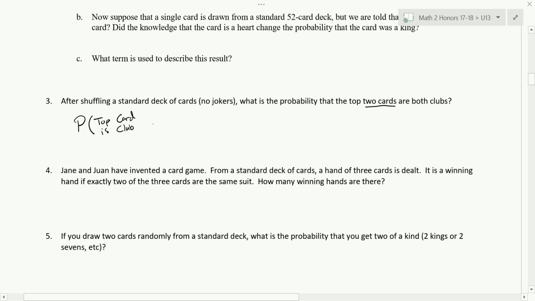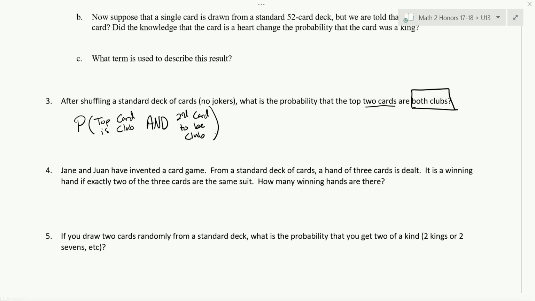Did I use the word or, and or given? Because it says we want them both to be clubs. And is the key word here. We want the second card to be a club as well. Okay? So that's our problem, and we need to figure out this probability. What do you guys think?